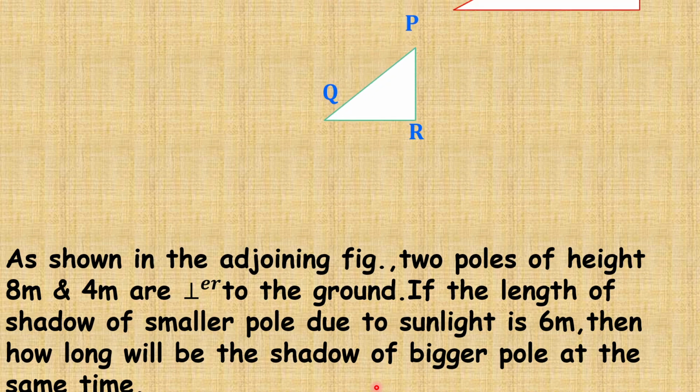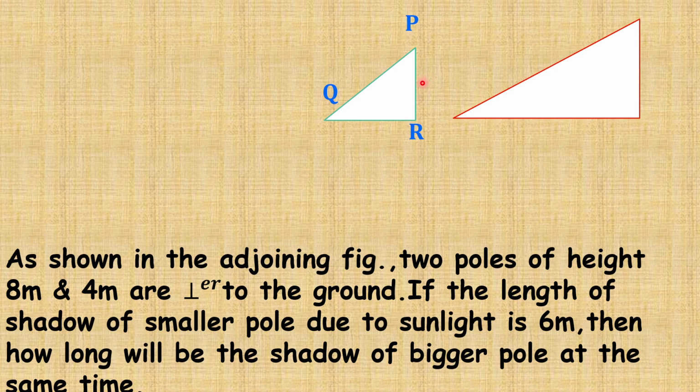In this triangle PQR, PR is the height of the pole and QR is the shadow of this pole PR. In the other triangle ACB, AC is the pole, that means the height of the pole, and BC is the shadow of this pole AC. Here pole AC is given 8 meter and height of pole PR is given 4 meter. Shadow of the smaller pole is given 6 meter, that means QR is equal to 6 meter.